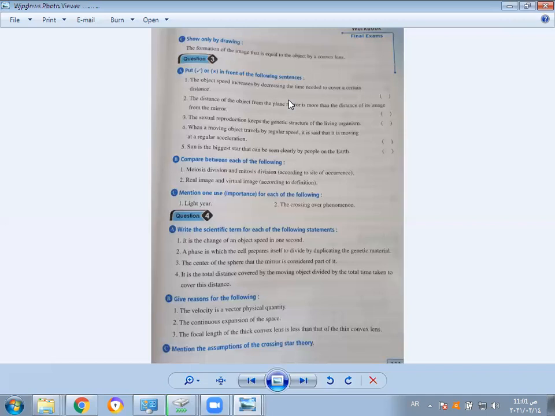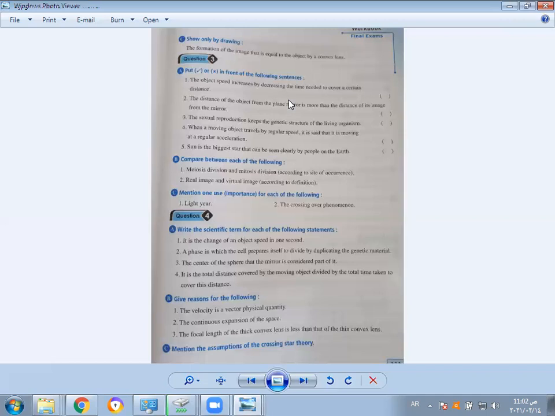Number C. Mention one use or one importance for each of the following. Light year. Light year is used to measure the distance between stars in the universe.